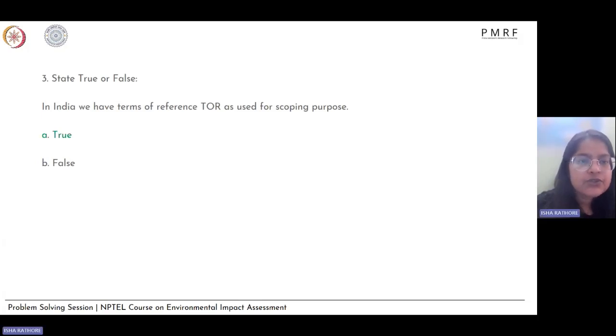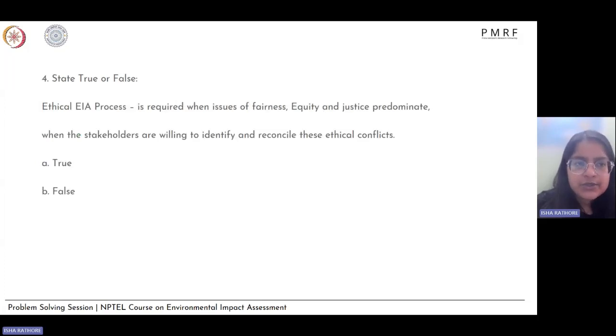So this statement is true. We use terms of reference when we do scoping for EIA studies. So A, true, is the correct answer. Moving on to the next question.